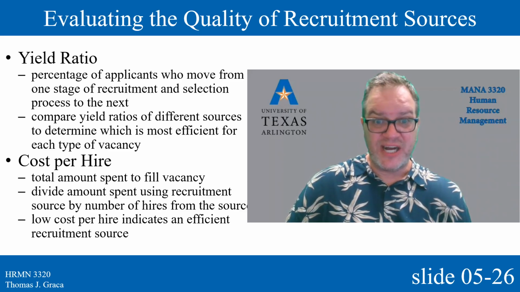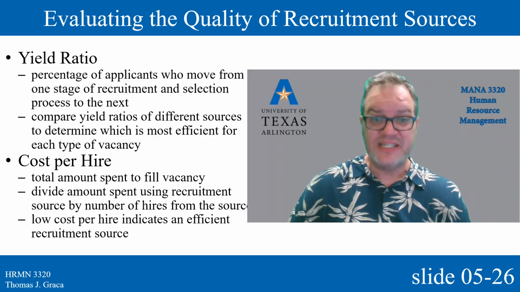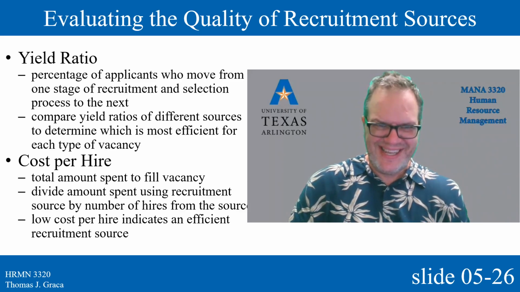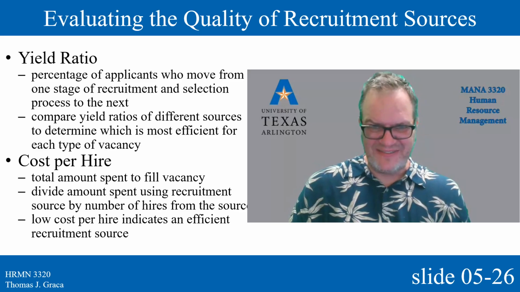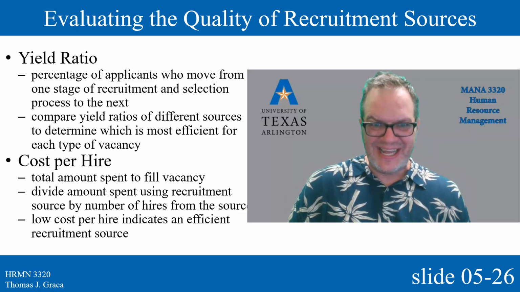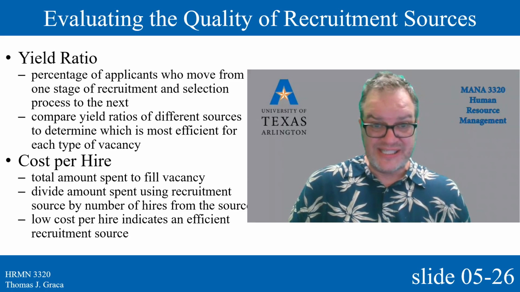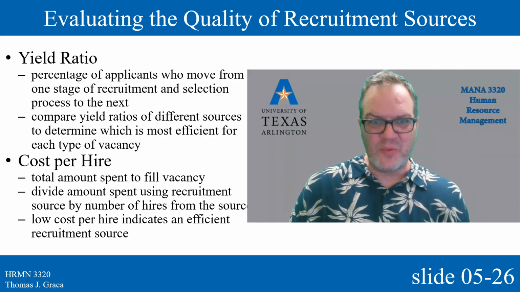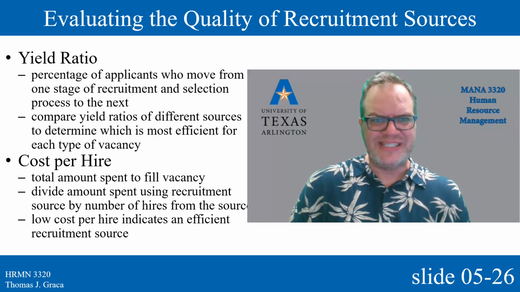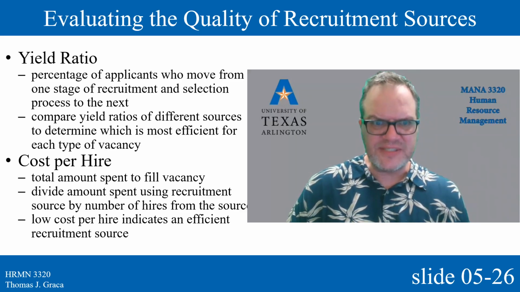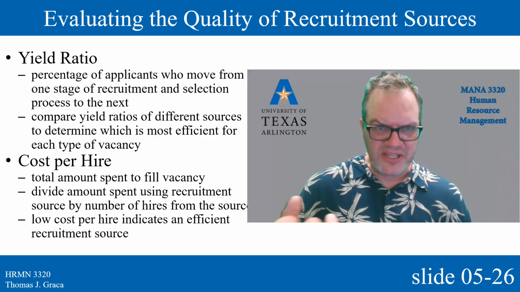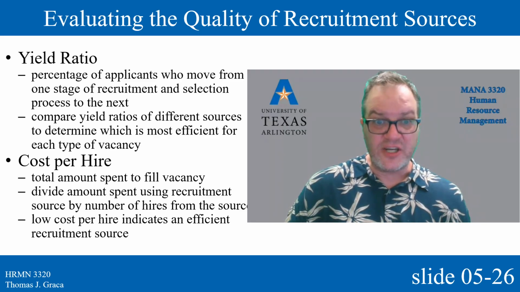A lower cost per hire indicates an efficient recruitment source, but only if it yields a candidate who is effective in the role that we've hired him or her for, and they have some longevity with the firm, right? So just because the cost per hire is low, that doesn't necessarily make it a high quality recruitment source if it led us to hiring someone who was not as qualified as they seemed, or who didn't work out culturally for whatever reason, or didn't fit within the firm's expectations. So those are the two things we look at. We look at yield ratios and cost per hire.